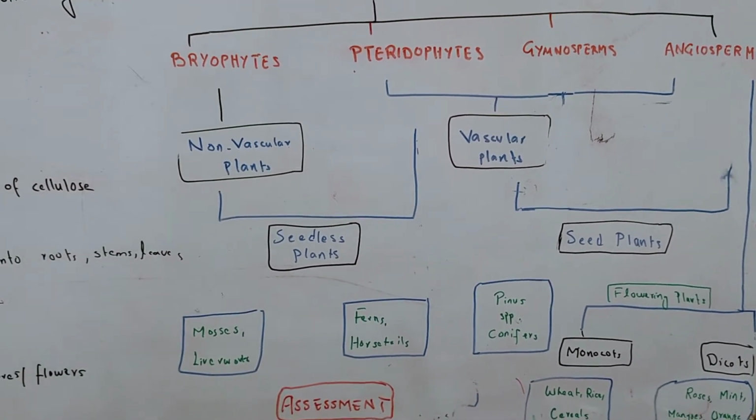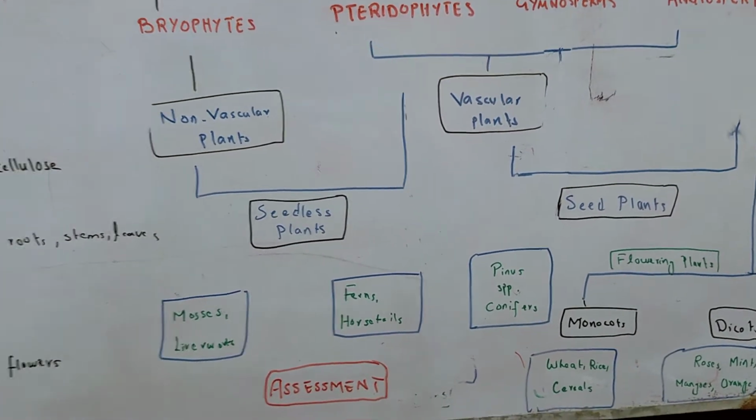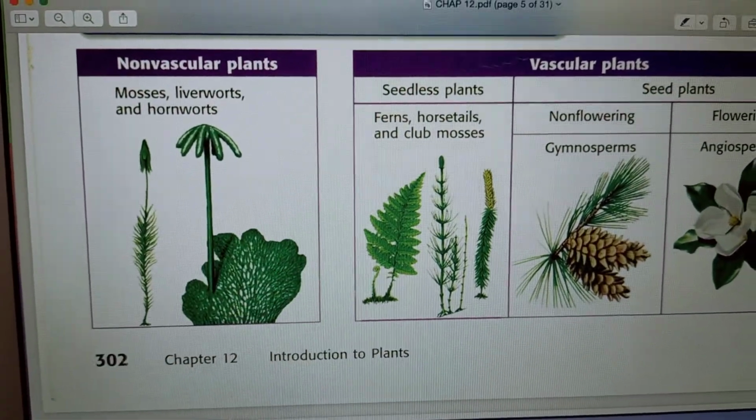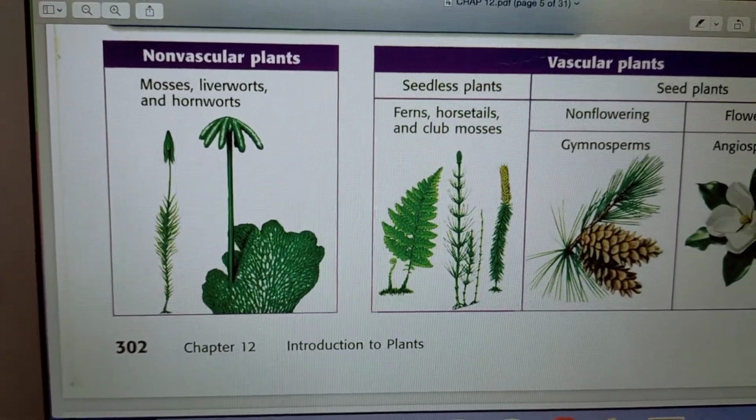Examples of pteridophytes include some ferns and horsetails like this. They are pteridophytes, which are seedless vascular plants.